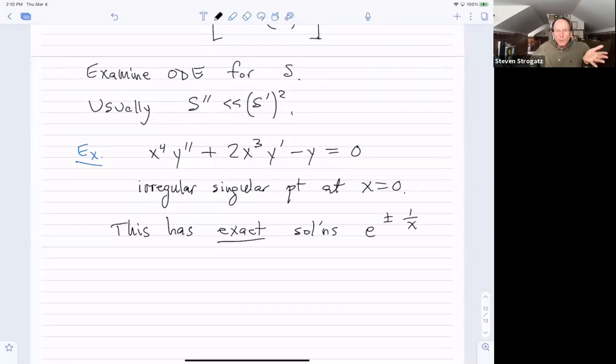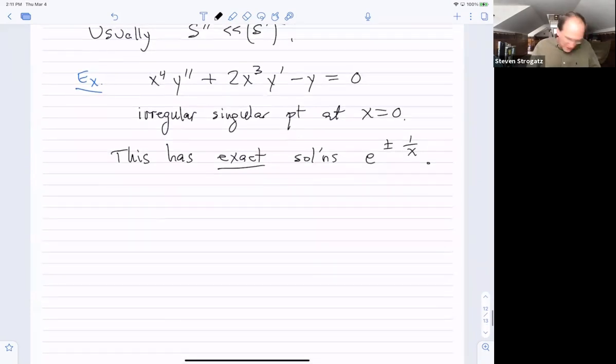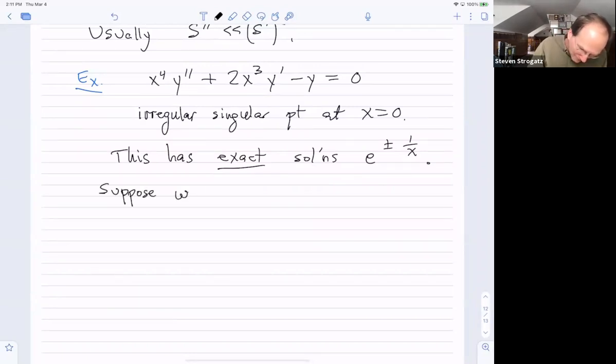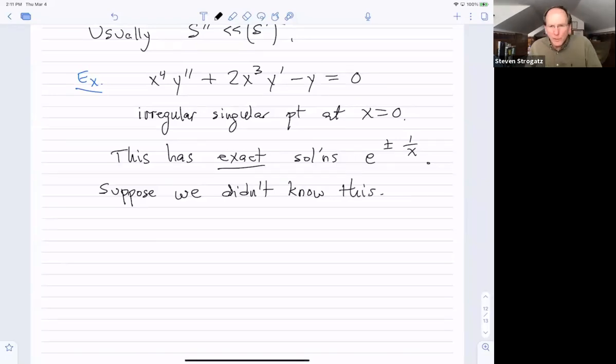And you can see that those will be very singular as x goes to 0. This has an essential singularity at x equals 0. So it actually has exact solutions, but let's pretend we didn't know that. Let's see what the method would give us. Suppose we didn't know this. Because in our typical problems, we won't have exact solutions and we won't know.